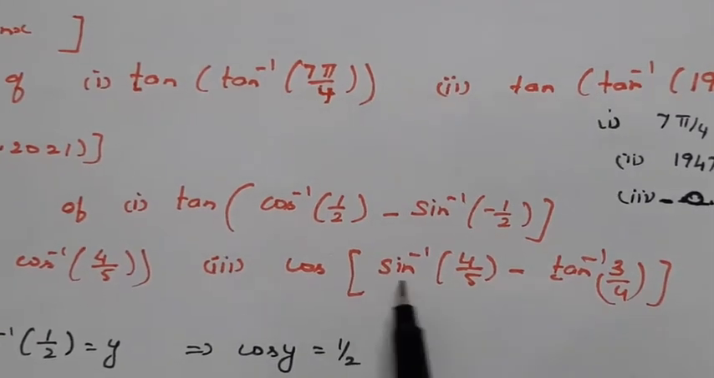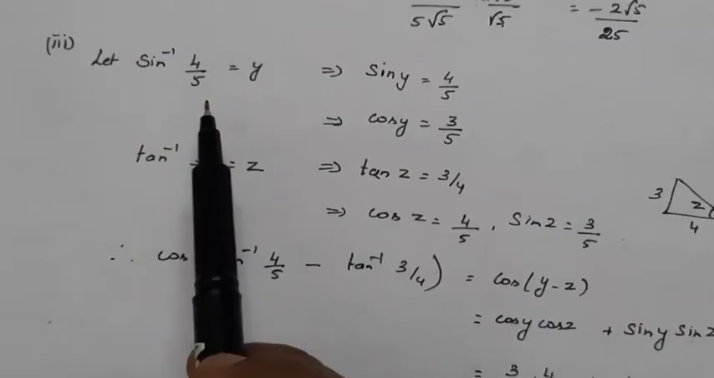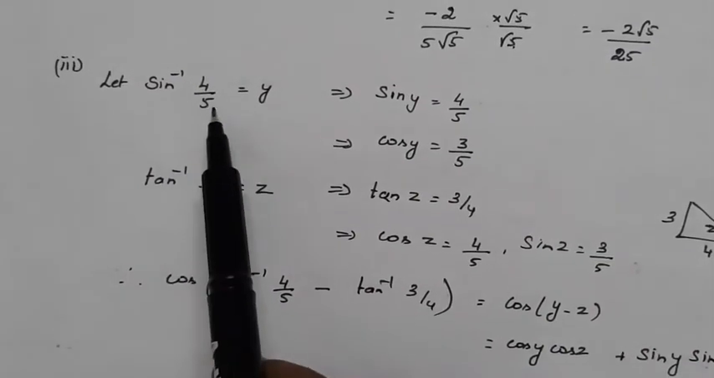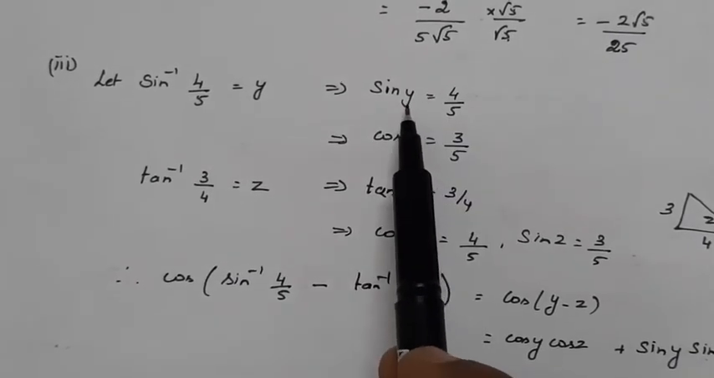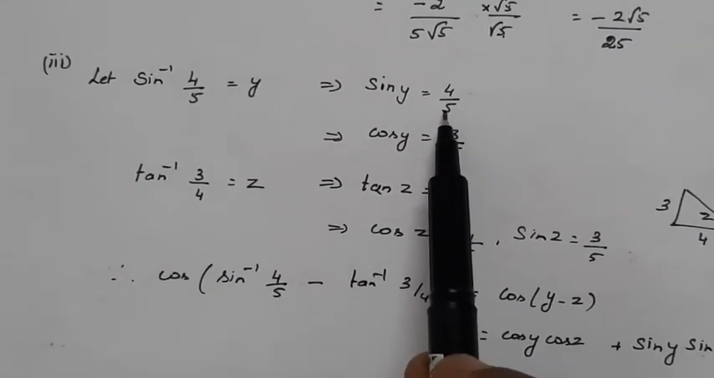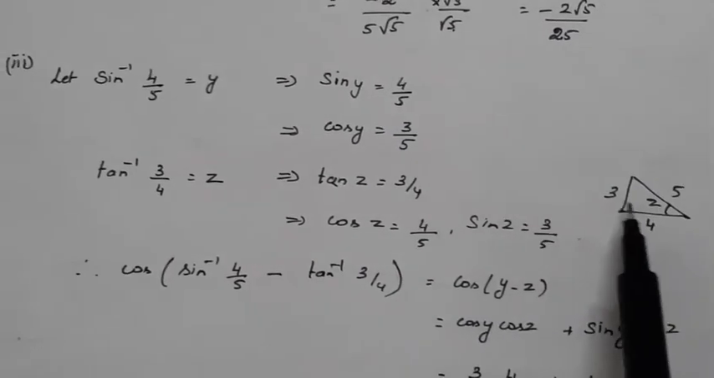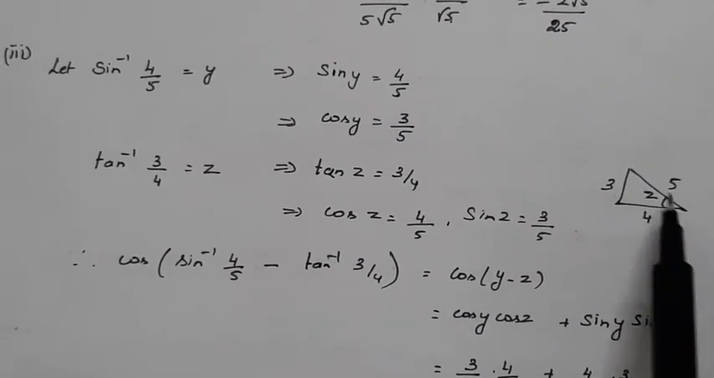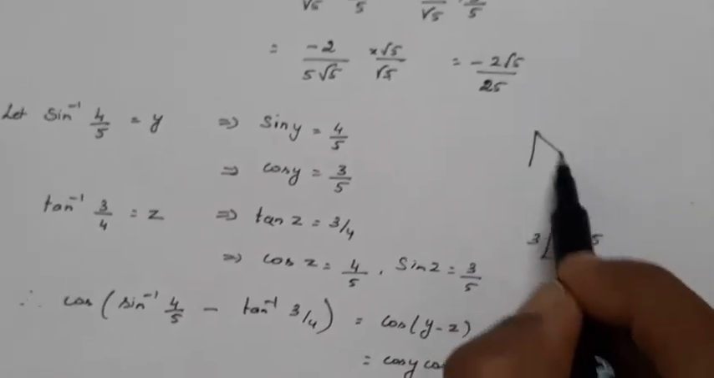Third subdivision is cos of sin inverse of 4 by 5 minus tan inverse of 3 by 4. Let us take the first term, sin inverse of 4 by 5, to be y, so that sin y is equal to 4 by 5. There is no specific angle whose sin value is 4 by 5, so in that case you have to find out cos y. Again in the same method, using the Pythagorean triple, you will have it like this.